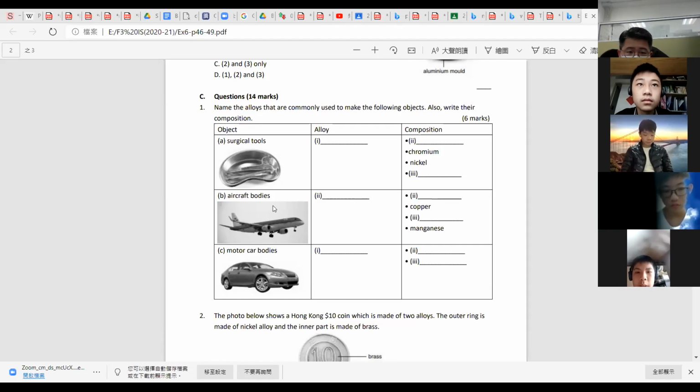Now, factual recall. Take a look at the first one. Surgical tools. What is the alloy to be used?